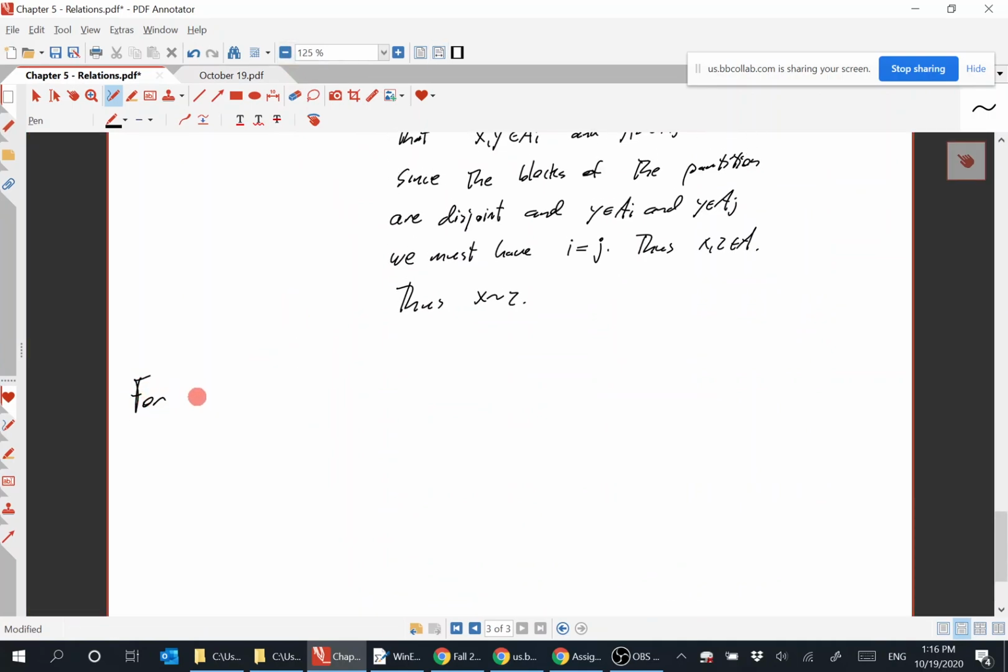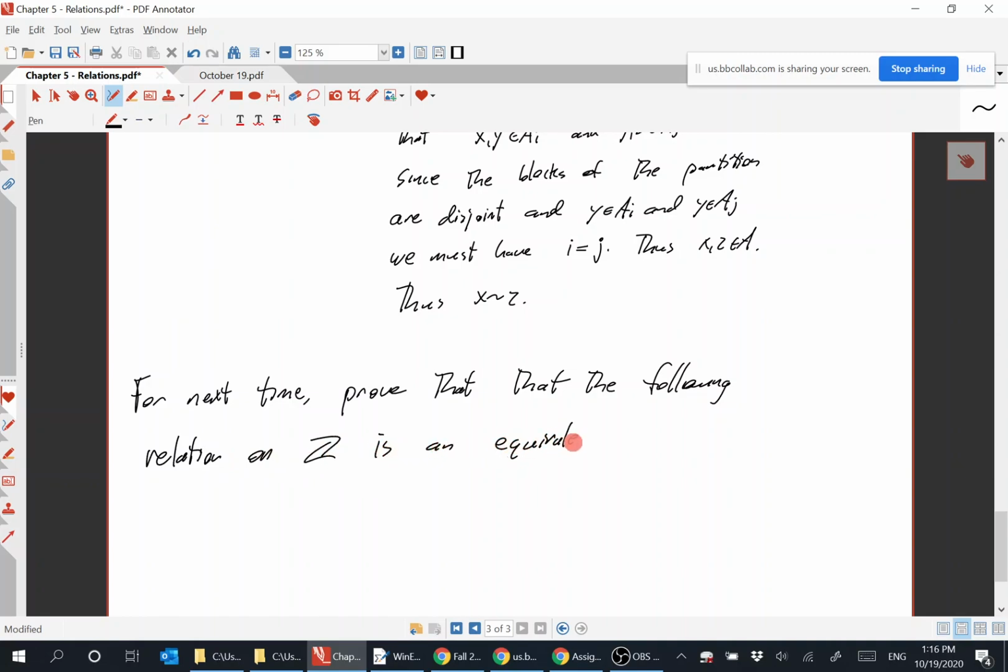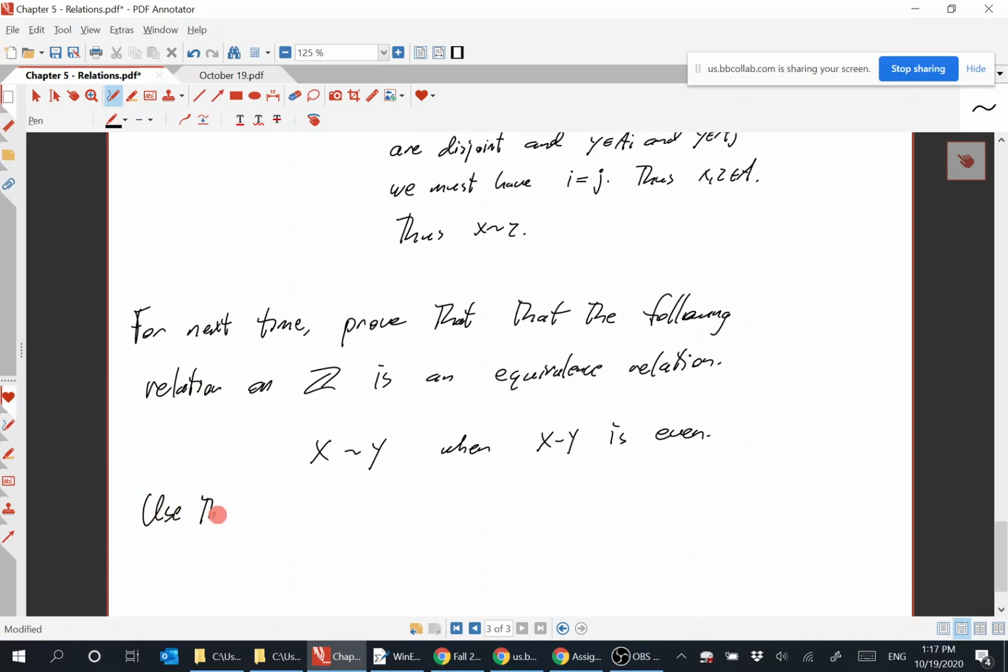So for next time, prove that the following relation on Z is an equivalence relation. All right, so say X is related to Y when X minus Y is even. Okay, prove that's an equivalence relation. X is related to Y when X minus Y is even. And then you can use the fact. Well, I'll leave it up to you to think about that, okay?